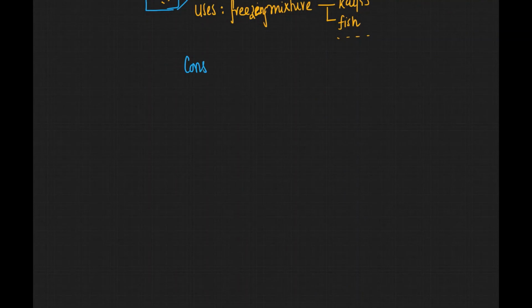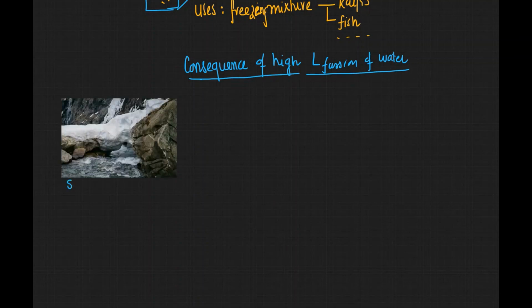Let's see some consequences of high specific latent heat of fusion of water. The first one is slow melting of ice in glaciers, etc., or mountains. Because a lot of heat needs to be absorbed for it to convert to water, you will see that it holds up as ice for a long time.